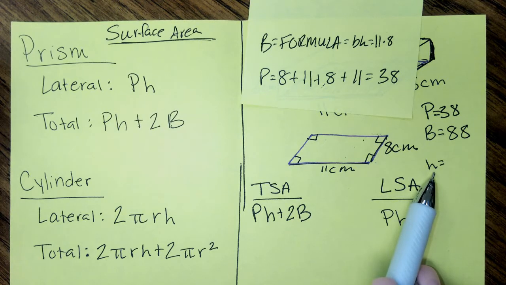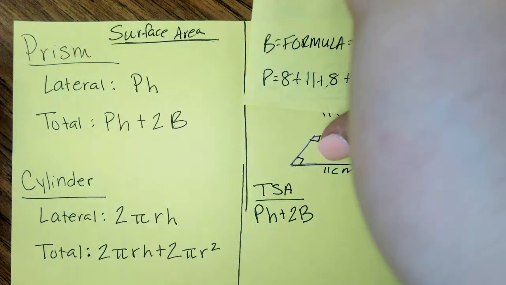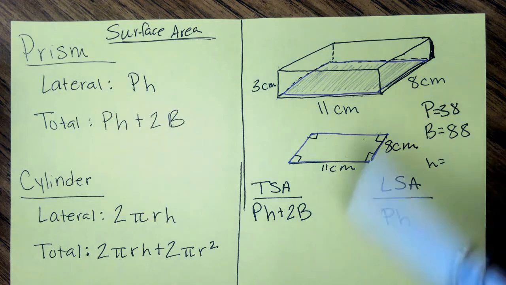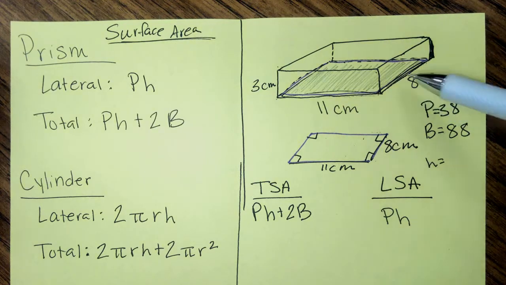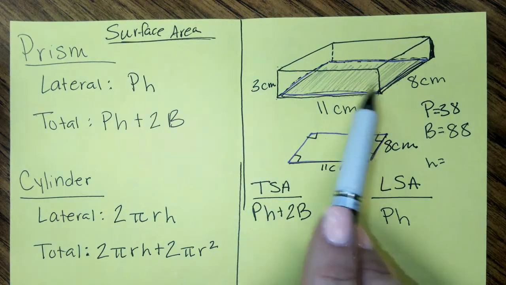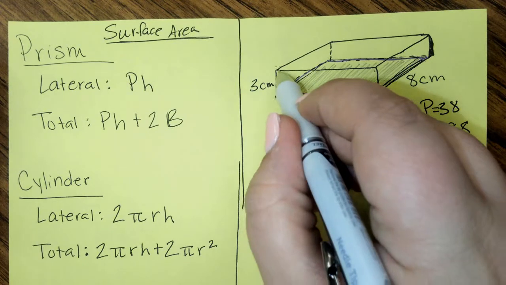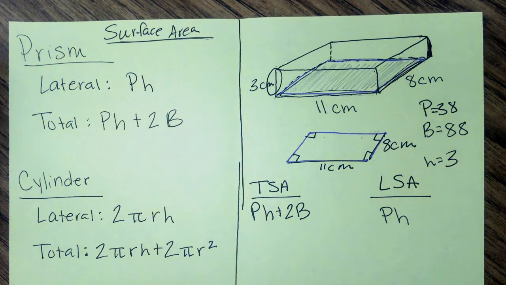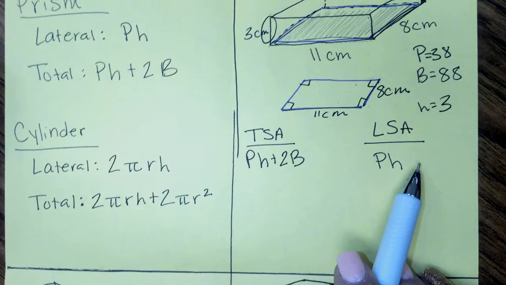The lowercase h comes from the prism, big letters from the base, lowercase letter from the prism. So I can uncover my prism now. H specifically tells me how did I travel from one base to the other base. How far was my bottom stretched up to get to the top base? Or how far apart are those two bases? That would be this line here, which is 3. Now that we have P, B, and H, we're ready to find total surface area and lateral surface area.